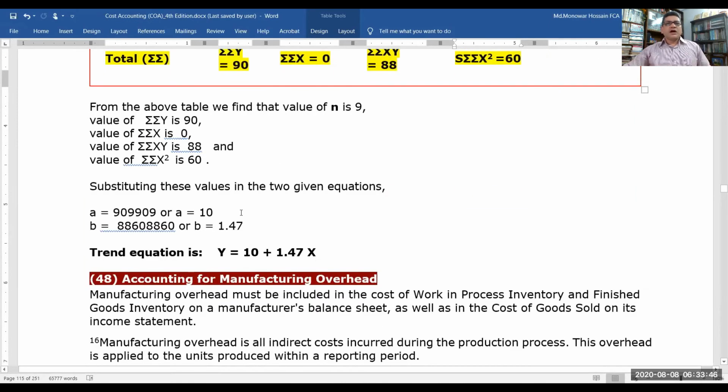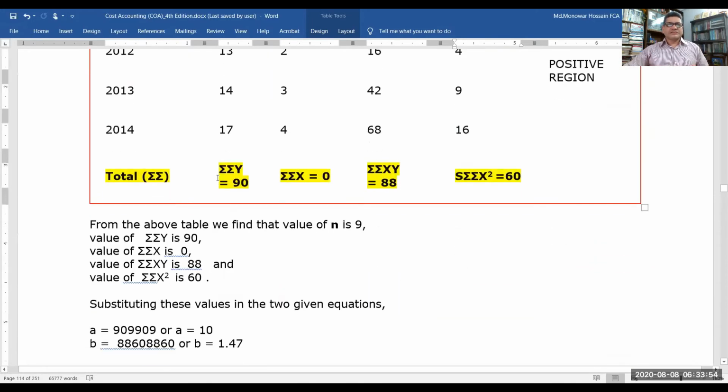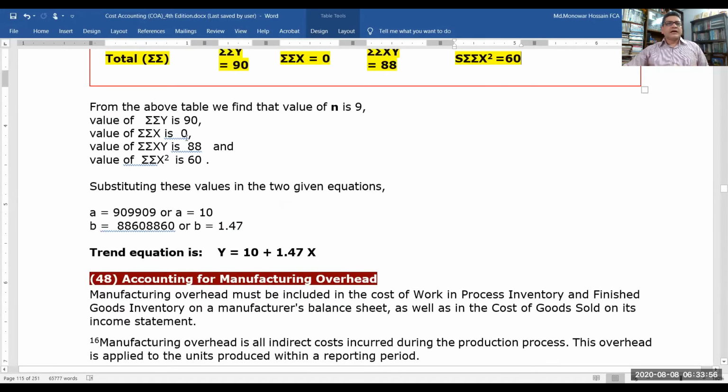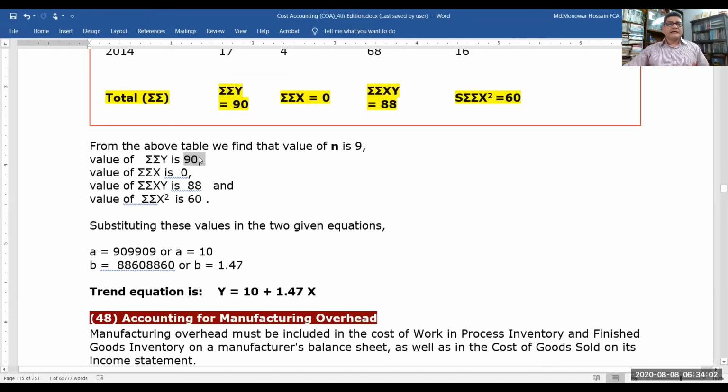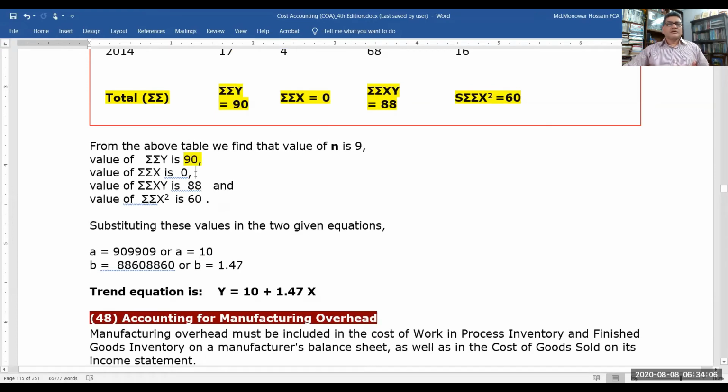So from the above table, we find the value of n is 9. So here 9 years, and the value of summation of y is 90. This 90. Summation of x is 0, summation of xy is 88, and summation of x square is 60.